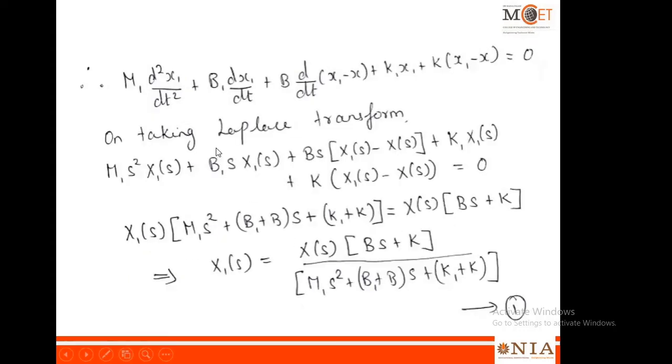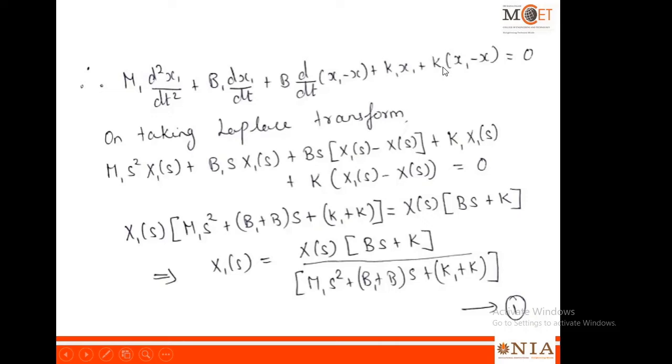So this is the equation. You can see that whatever we were telling is written here: m1 d square x1 by dt square plus b1 dx1 by dt plus b d by dt of (x1 minus x), because this element was connected between the two nodes, and here also k was connected between the two nodes. The displacement of node 1 is x1 and the displacement of node 2 is x.